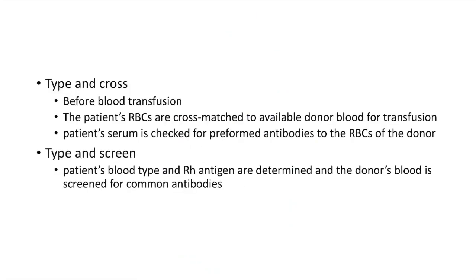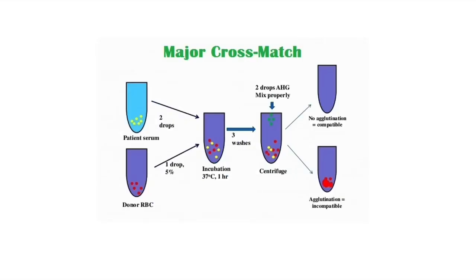Now let us see about type and cross. It is essential before blood transfusion. The patient's RBCs are cross-matched to available donor blood for transfusion. Patient's serum is checked for preformed antibodies to the RBCs of the donor. Type and screen is also done in blood bank. In this case, the patient's blood type and RH antigen are determined and the donor's blood is screened for common antibodies.